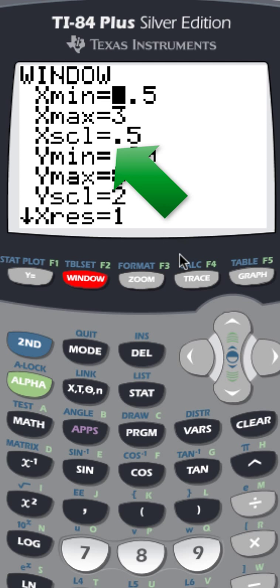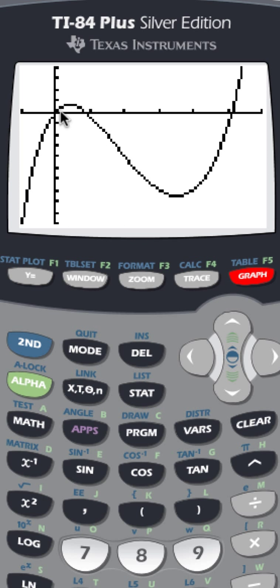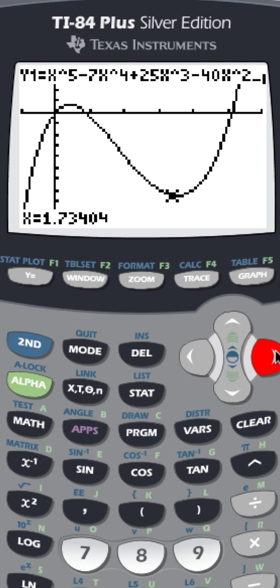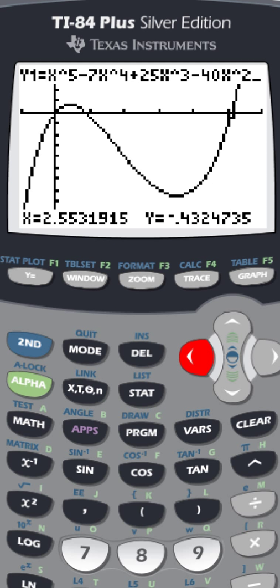So when I look at my picture, every 2 of these is 1. So half, 1, 1.5, 2, 2.5. So a little bit after x equals 2.5 is where that last 0 is going to be. So, and again, what I'm going to do is use my trace feature. Now notice I'm all the way down here, so I'm going to use the right arrow key and get as close as I can to that x-axis. Now the closest y value that I get to is negative 4.3.